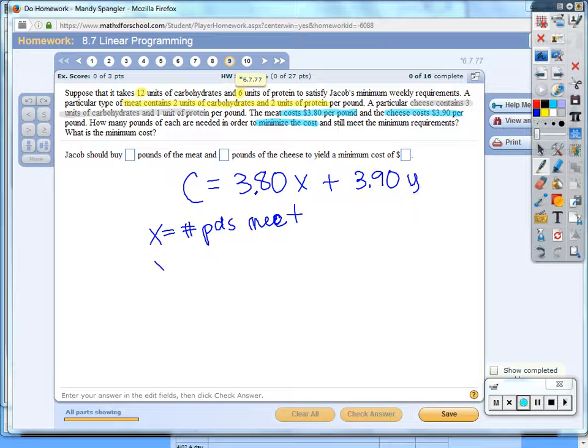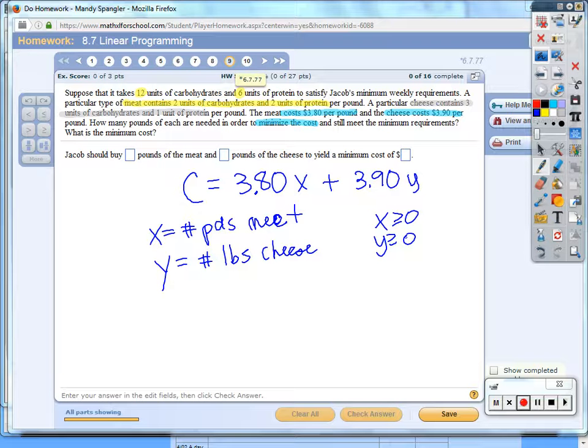So you know X has to be greater than or equal to 0, Y has to be greater than or equal to 0. All of this has to do with pounds of meat and cheese. The variables are not the number of carbs and the number of protein. It has to be at least 12 carbs and at least 6 protein. So if meat and cheese are my variables, that's where you have to come up with the other equations. What has to do with the carbs and protein in meat and cheese? How much you need and what's in each one?